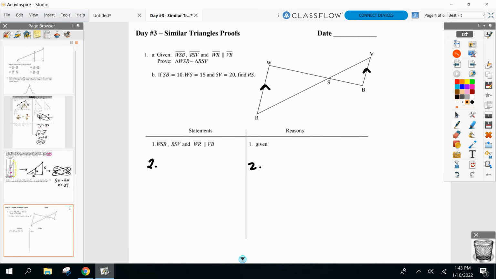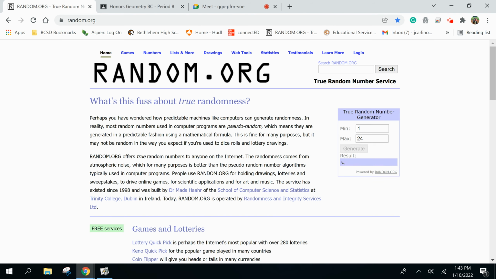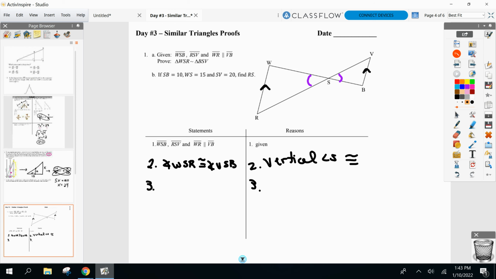Give me a pair of angles. Why? Darn right they are. One pair of angles down. Need another pair. Come on. We've done this all year long. You know where they are. Come on, Greg.